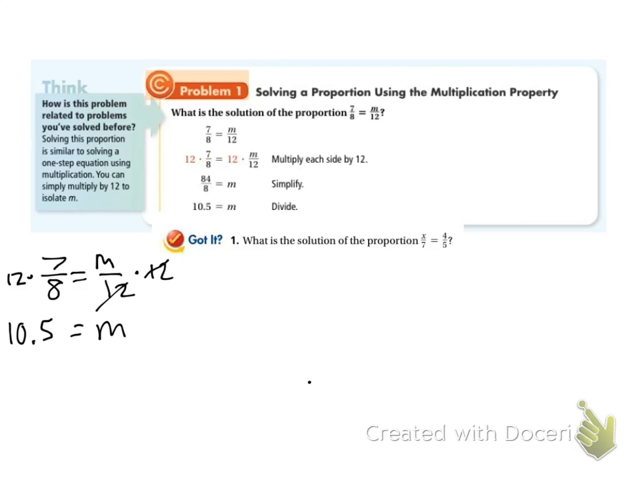Now let's try our problem. X over 7 equals 4 over 5. When the variable's on the top, all I need to do is multiply that by that bottom number. So I'm just going to multiply by 7. So these cancel off, and I get X equals 5.6.